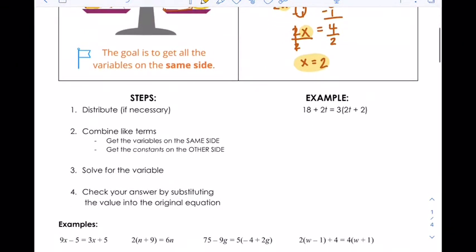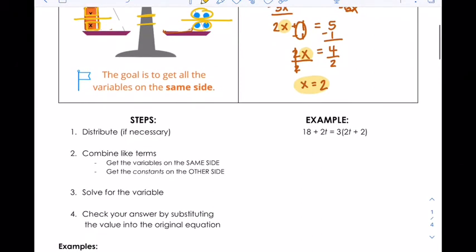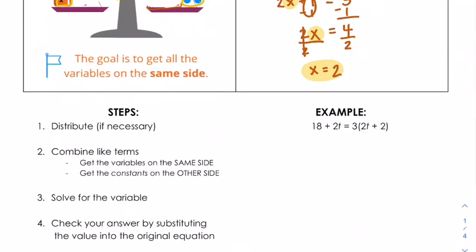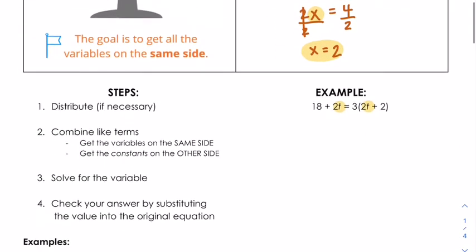So here are the steps. Some of these will be familiar, but we're also going to look at this next example, which is going to bring back to our memory the distributive property. So the first step is that we actually do need to distribute if necessary. As we can see in this example, I have my variable t in two different spots, just like we did on this first one.